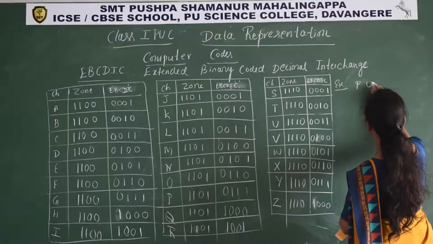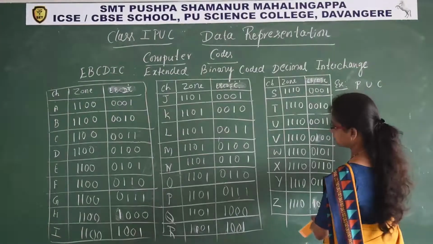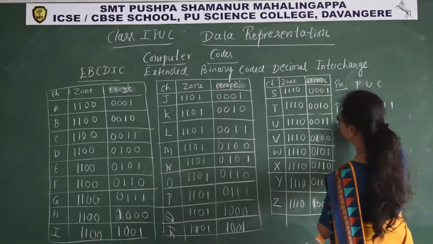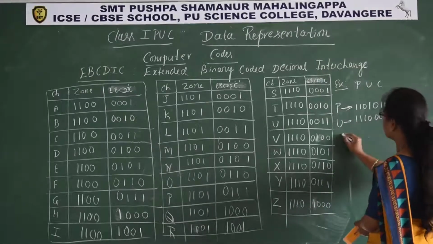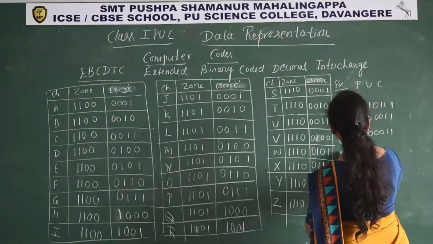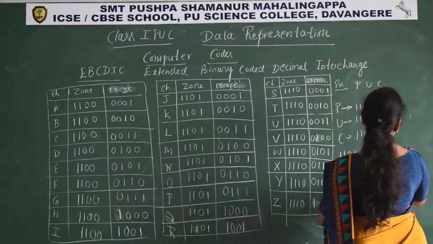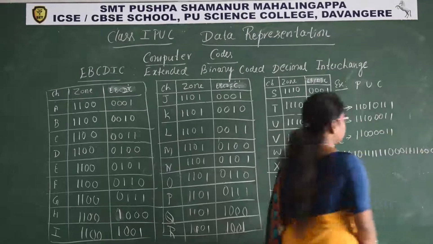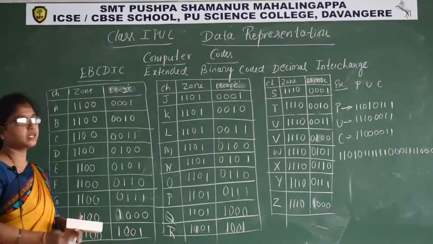Next, PUC. P, 11010111. U, 11100011. C, 11000011. Now 11010111, 11100011, 11000011. You should not write base 2. I hope you understood extended binary coded decimal interchange.